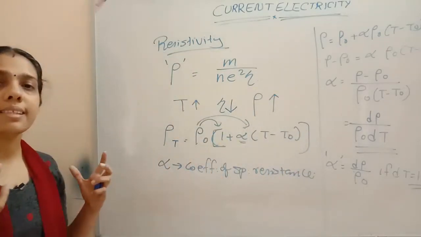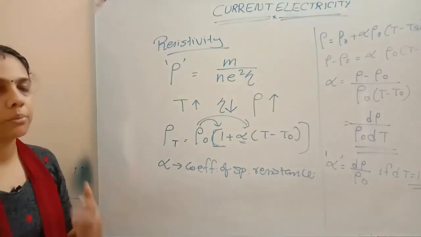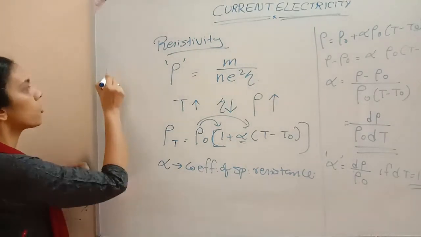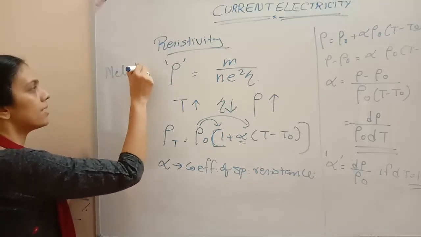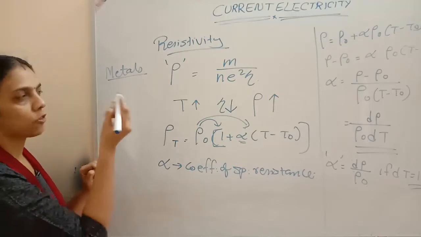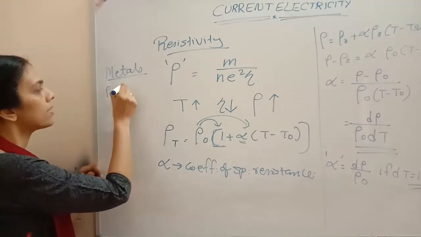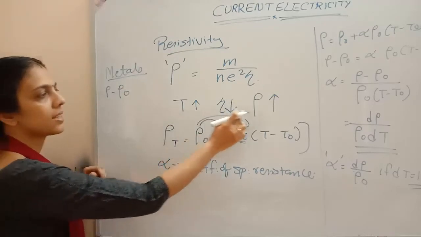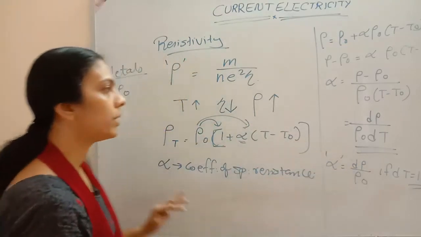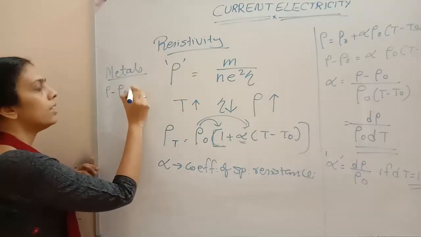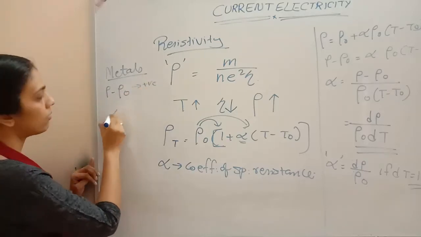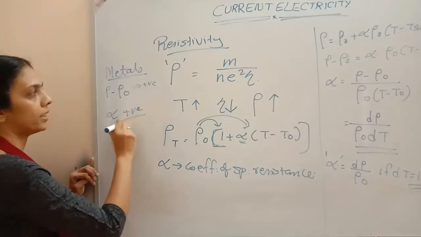Now, for metals, alloys and semiconductors, how will resistivity be affected? In the case of metals, rho minus rho 0 will be a positive quantity, because as temperature increases, rho will increase, I told you, right? So rho minus rho 0 is positive. Therefore, this alpha also will be a positive quantity.